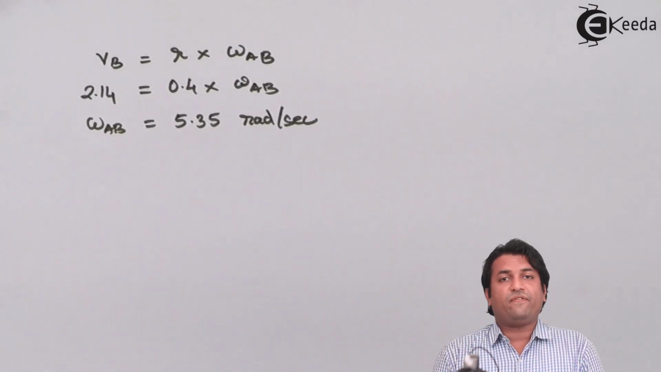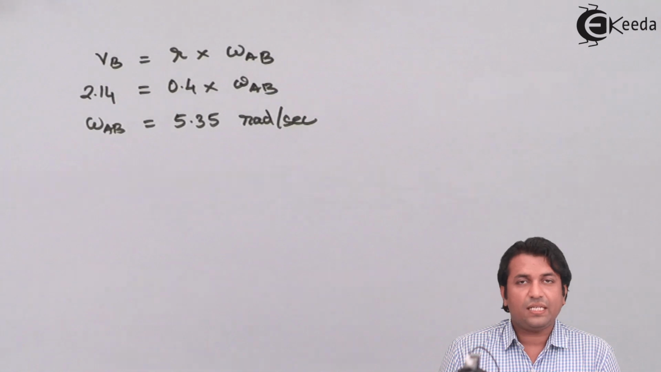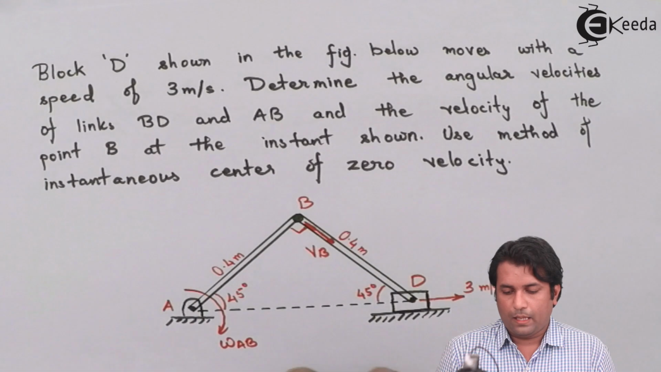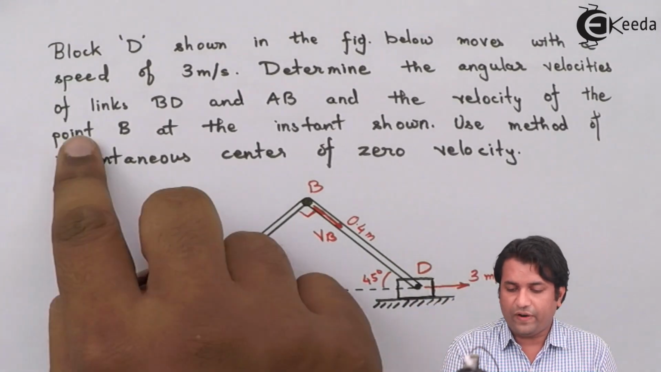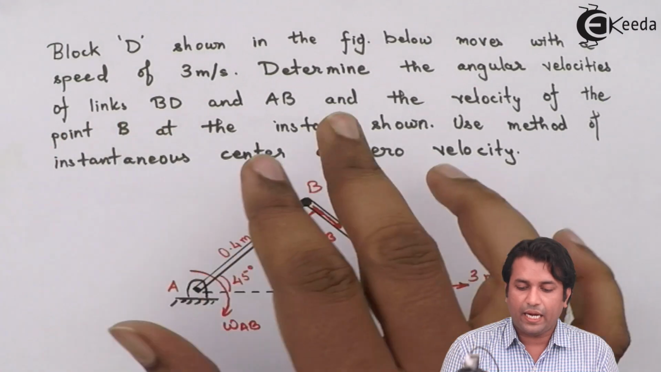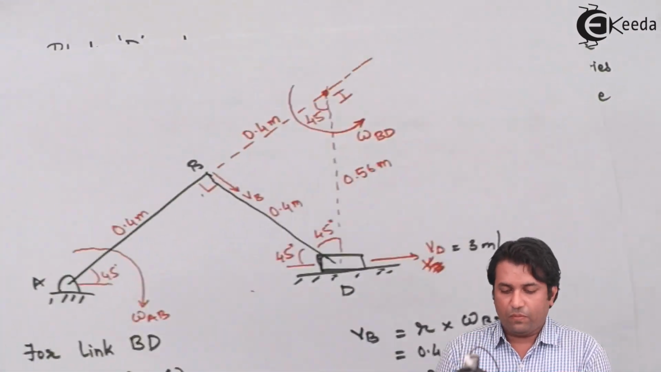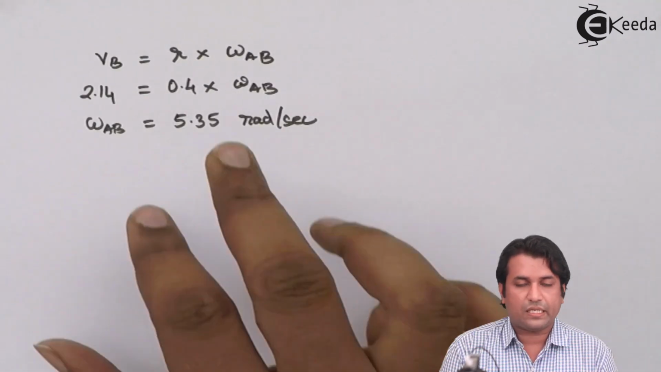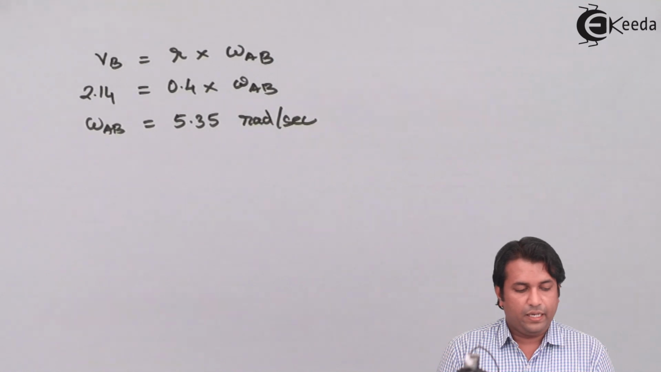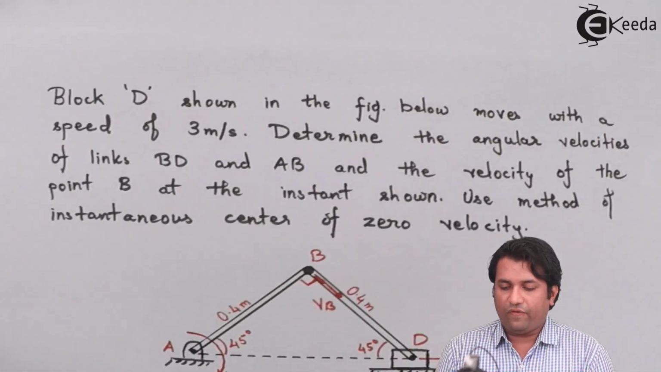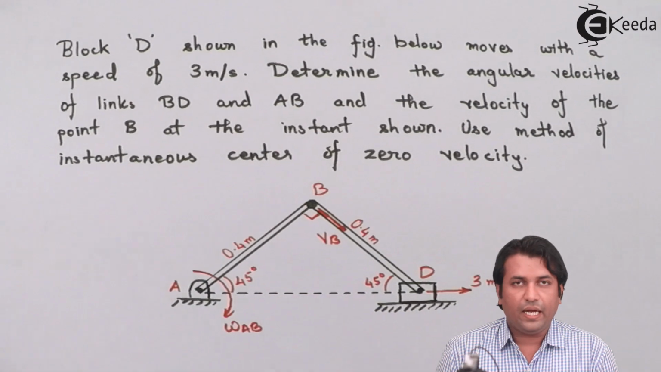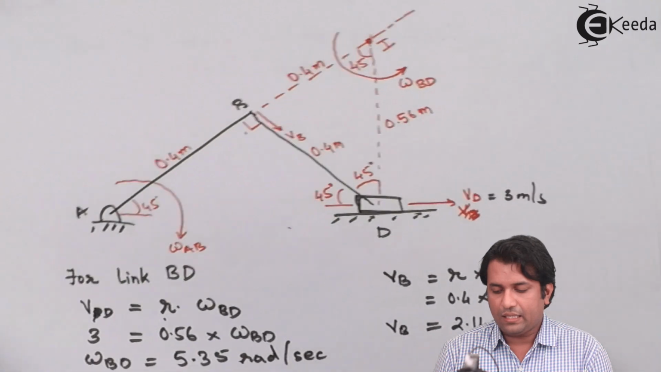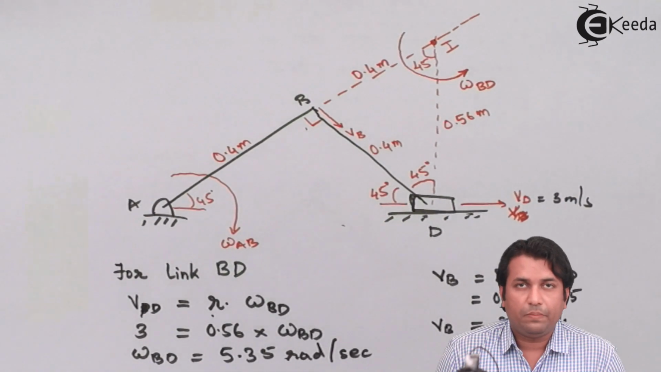So this is how we can find out the angular velocities and the velocities. The question was to find out the angular velocities of link BD and AB. We have already done that. For BD we have got it as 5.35 radians per second, and for AB also it is coming out as 5.35 radians per second. Then it is also asking me to find out the velocity of point B at this instant. So at this instant I got the velocity of point B as 2.14 meter per second.